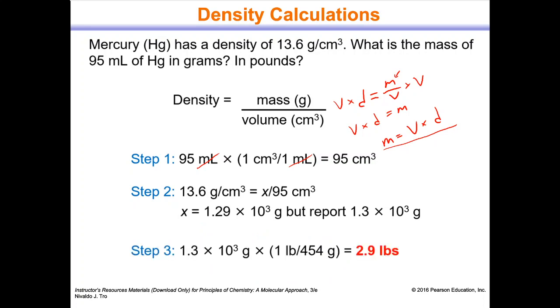Okay, so our last step, we just want to convert from grams to pounds. Our relationship here is 1 pound is equal to 554 grams. So grams will cancel with grams, and we're just left with 2.9 pounds. Just simply solving our density equation for the mass, plugging in the density and the volume, solve for mass, and then convert that mass to pounds. Hopefully that wasn't too tough.